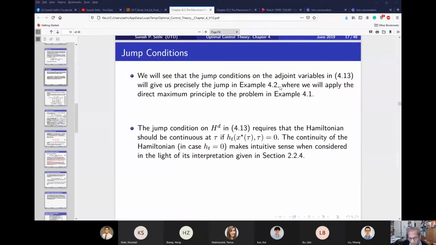Jump conditions. We'll see the jump condition: the adjoint variable gives us precisely the jump in example 4.2. So we will apply the direct maximum principle to example 4.1. That's called 4.2. And then we will see that we get exactly the same jump.